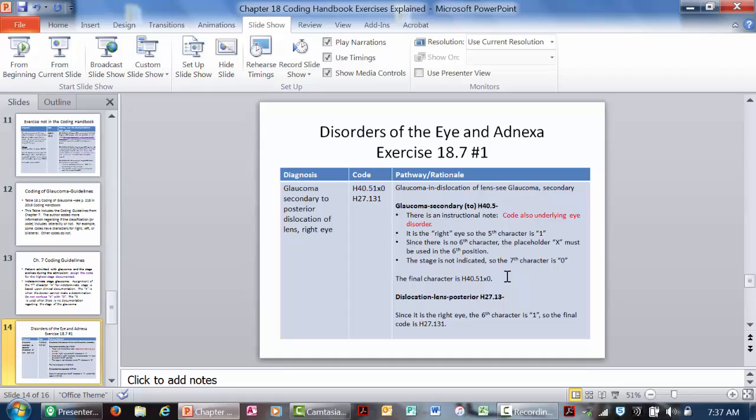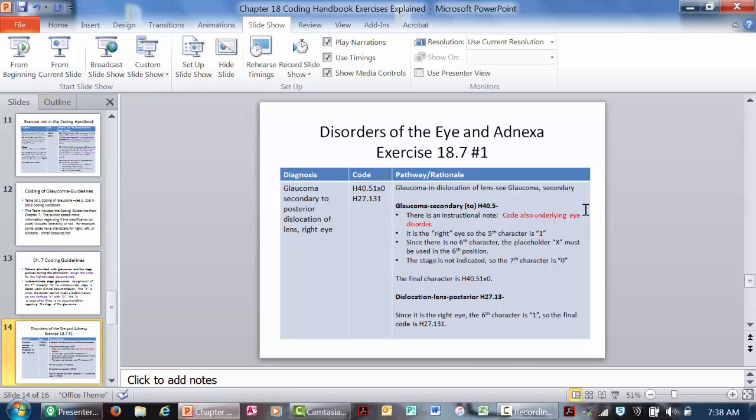And that gives us a final character of H40.51X0. Then you look up the underlying eye disorder we talked about here. Dislocation lens posterior, H27.13-, and since it is the right eye, the 6th character is 1 for this code, so the final code is H27.131.